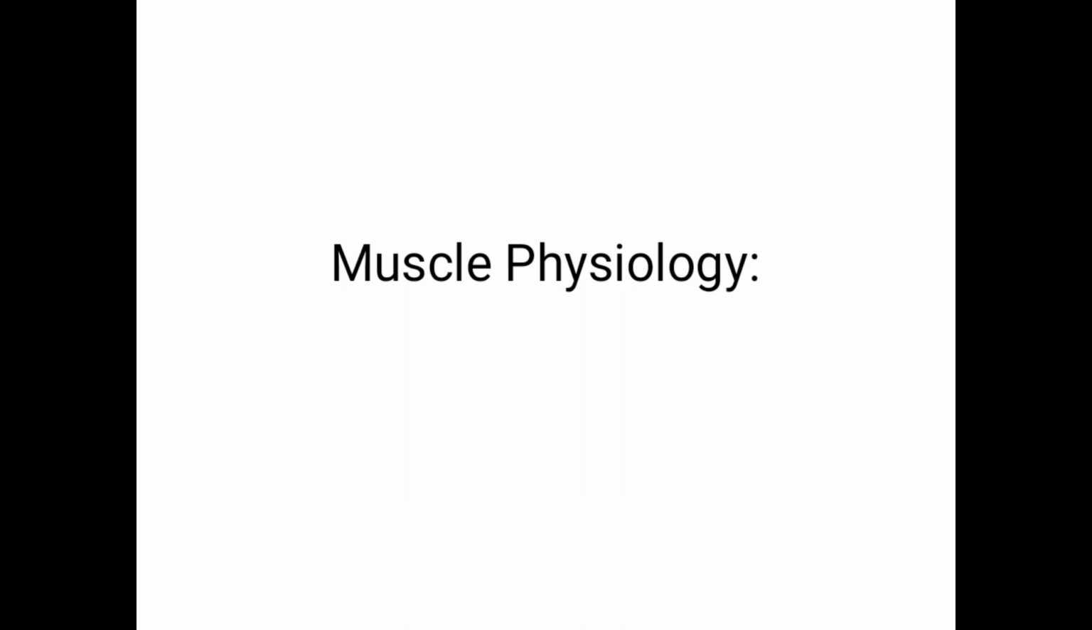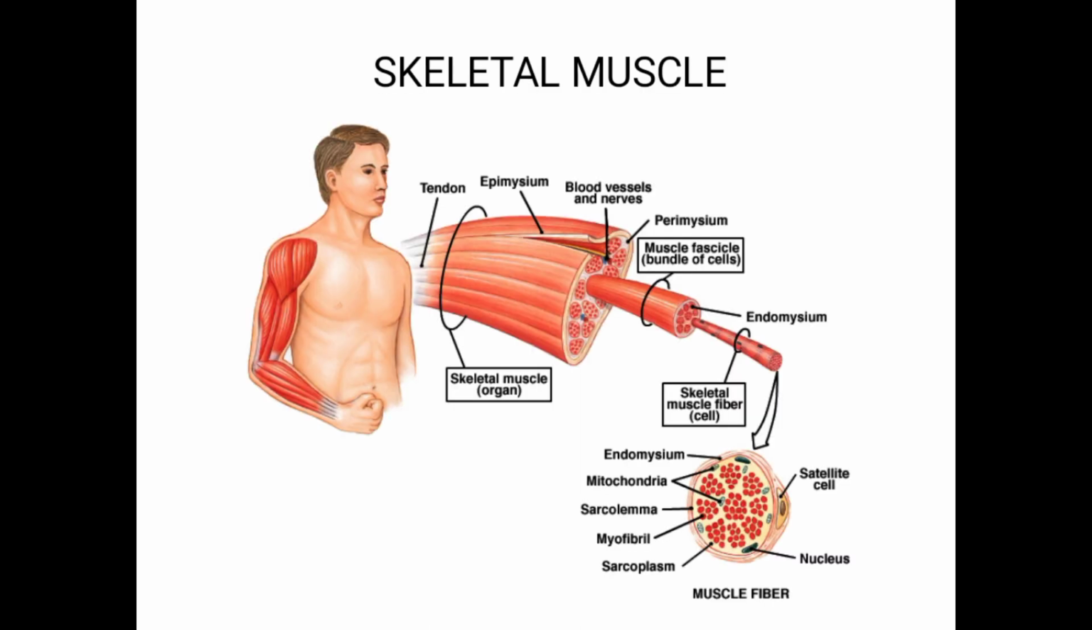Last class we started the nerve muscle physiology. So in this class we will deal with the muscle physiology. In the muscle physiology, there are three types of muscle: skeletal muscle, cardiac muscle, and smooth muscle. Here we will first look at the difference between those muscles, right?